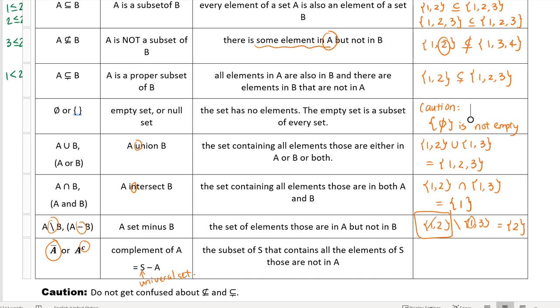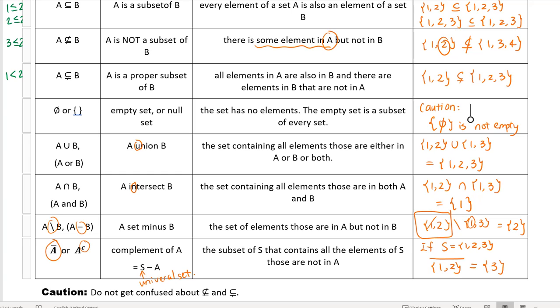So it's the subset of S that contains all the elements of S that are not in A. In this case, if S equals {1, 2, 3}, then what is the complement of {1, 2}? Well, 3, which is in S but not in the set A. So far, so good, everyone?